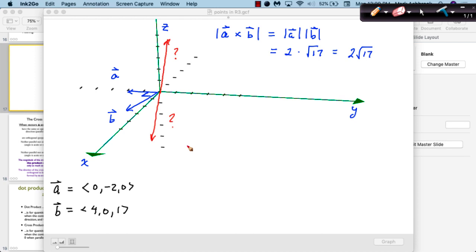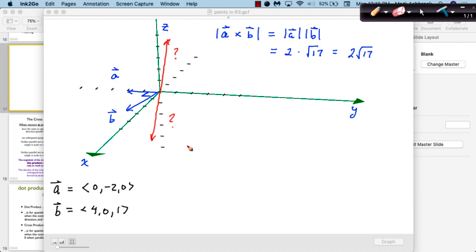All right, so here's where the right-hand rule comes in. With the right-hand rule, you take your right hand and point your fingers in the direction of the first vector, A. So I'm pointing my fingers in the direction of A, and now I rotate my hand, keeping my fingers in the direction of A, so that when I curl my fingers, they curl towards B.